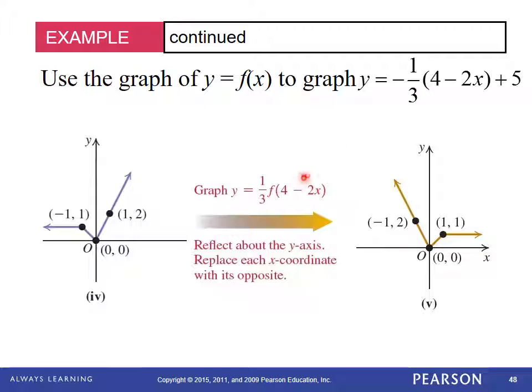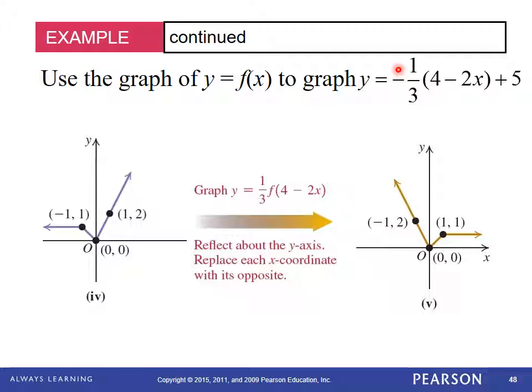Now we look at our reflections. There's a -2 instead of a +2 in front. So we're going to take this guy and reflect it across the y-axis. Is there a reflection about the x-axis?